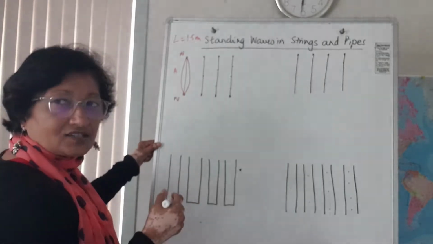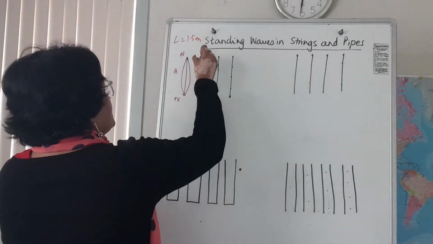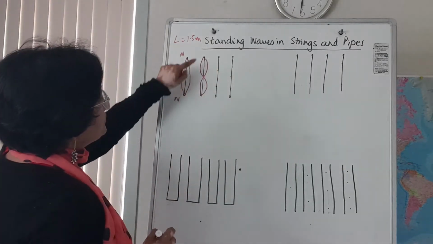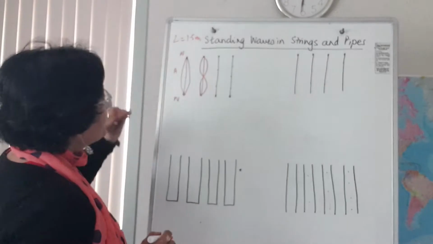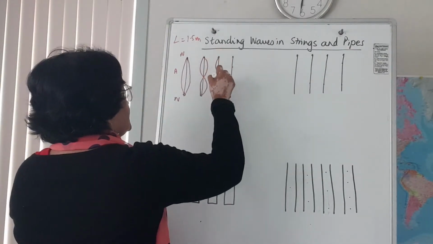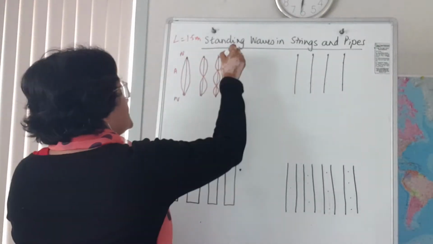The next one, you always have to have the node at the ends, but the next higher harmonic will look like this. Two antinodes, so it's one bubble, two bubbles. And this one, the next one, will look like that. And then the one after that.